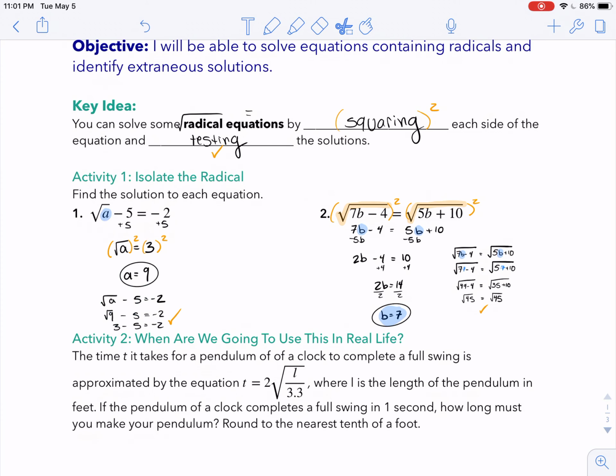So, just like we said, if you want to solve a radical equation, square each side and check your solution. So we did. We squared each side and we checked our solution.